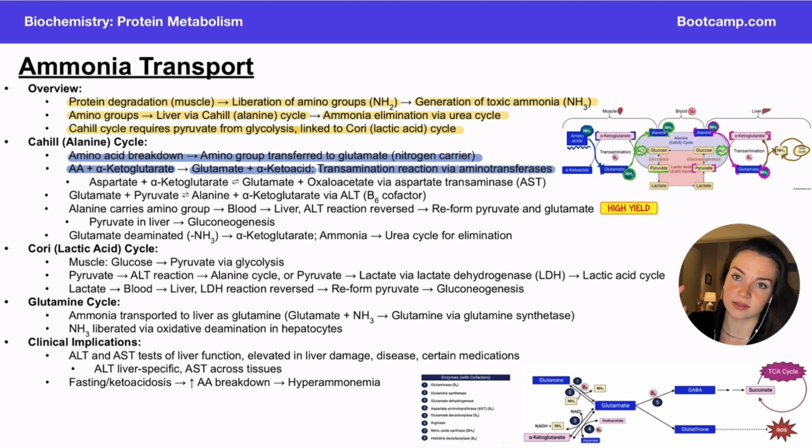So I'll give you a high-yield example. If the amino acid we started with was aspartate, then the reaction would be taking the amino group off of aspartate, adding it onto alpha ketoglutarate, that would form glutamate, and then the alpha keto acid we would be left with from aspartate is oxaloacetate. And the transaminase that mediates that is aspartate transaminase, or AST. So the reaction mediated by AST is an important one to know because AST has important clinical implications that we'll talk about at the end of this video.